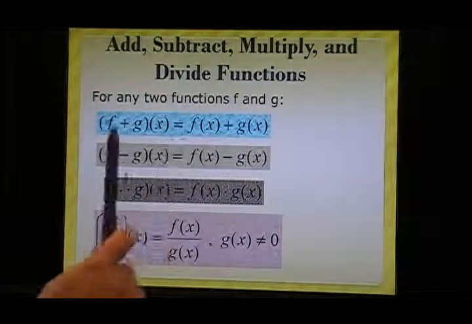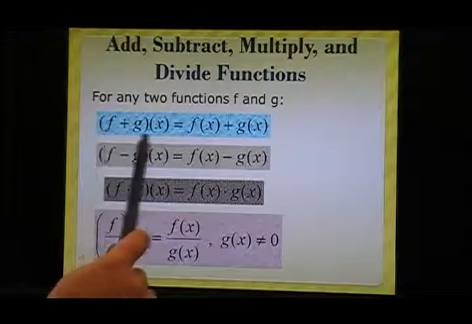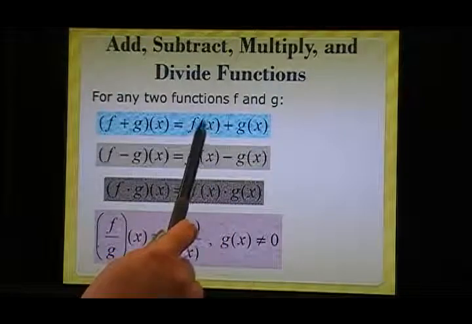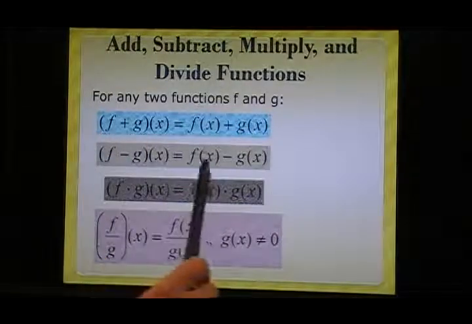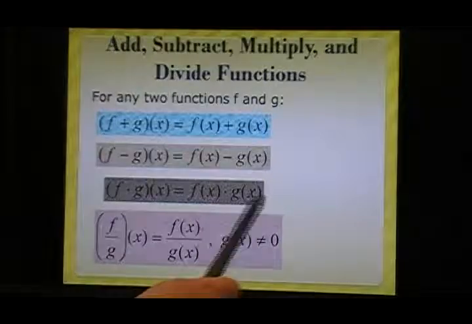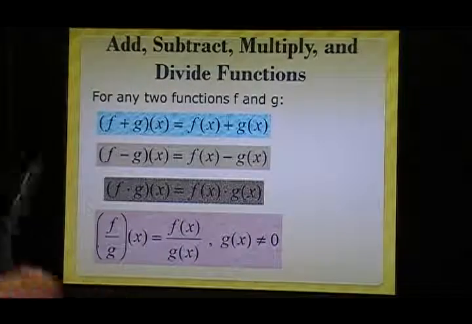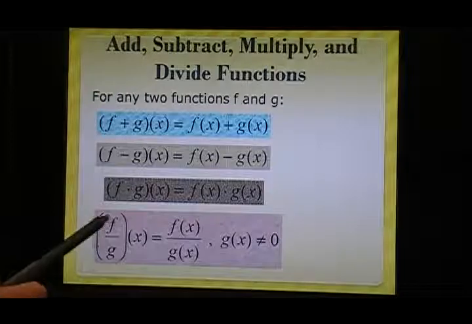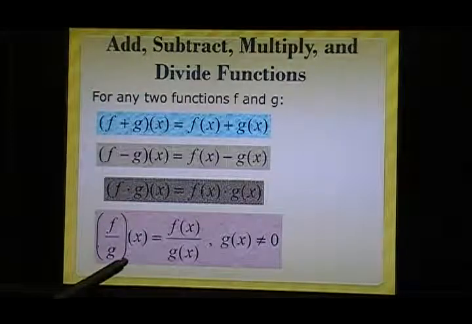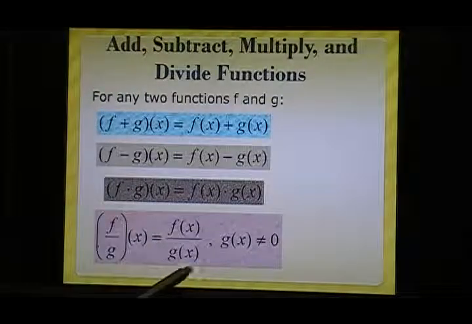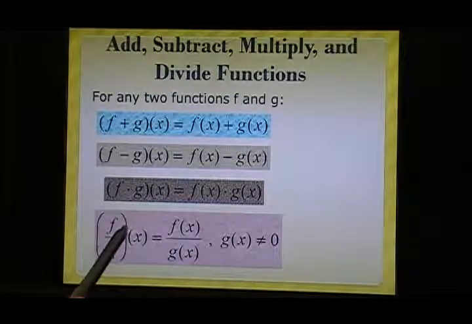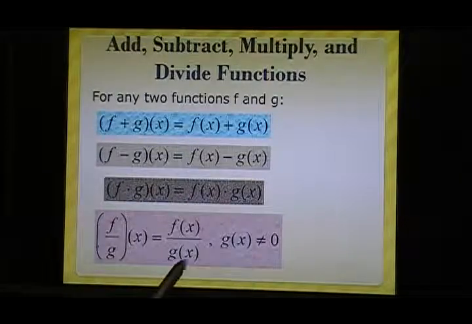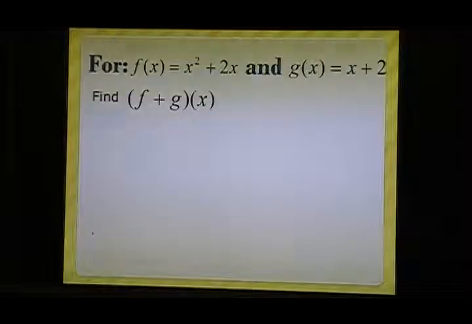For any two functions, f and g, the sum function can be found by adding the functions f and g together. The difference function can be found by taking f minus g, etc. Something we'll have to look out for when we're dealing with the quotient function is division by 0. So from the quotient function, we will have to limit any x value from the domain that would cause our denominator to equal 0.